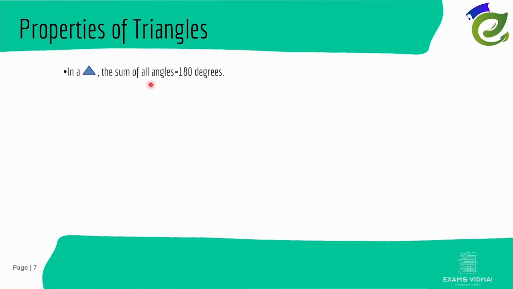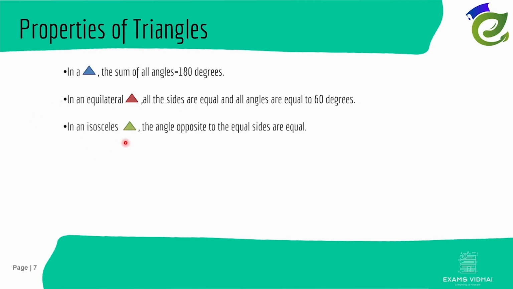Now let us discuss some properties of triangles which you might have studied in your previous classes. In a triangle, the sum of all angles equals 180 degrees. This is a famous property which you have studied. In an equilateral triangle, all the sides are equal and all angles are equal to 60 degrees. This is a standard property of an equilateral triangle. In an isosceles triangle, the angles opposite to equal sides are equal. This is again a standard property of isosceles triangles. The angles of an isosceles right angle triangle are 45, 45 and 90 degrees. This is an inference from the previous point.